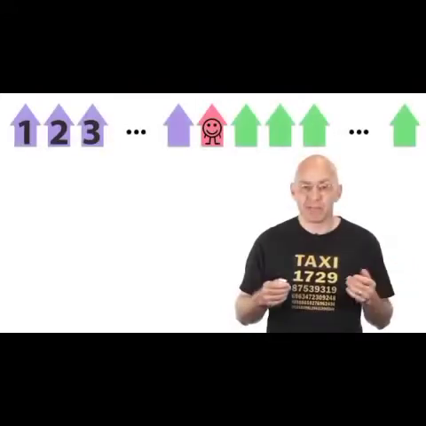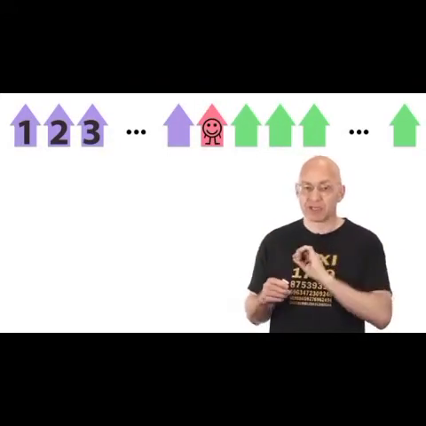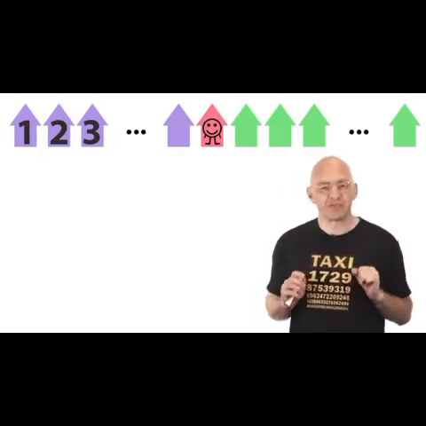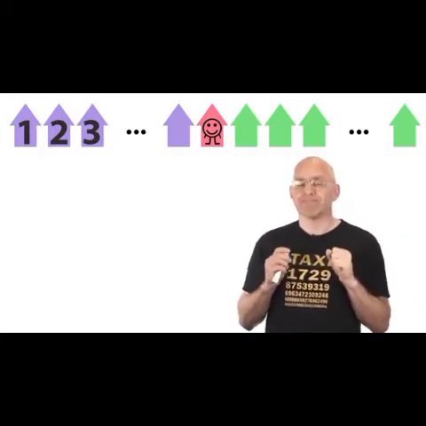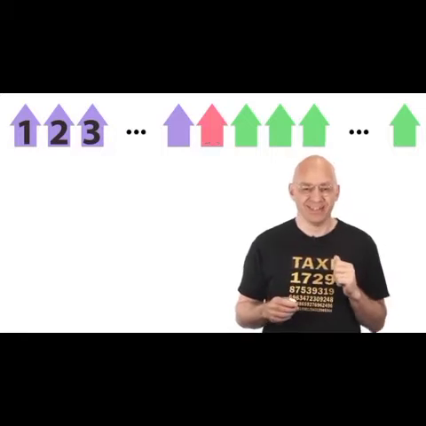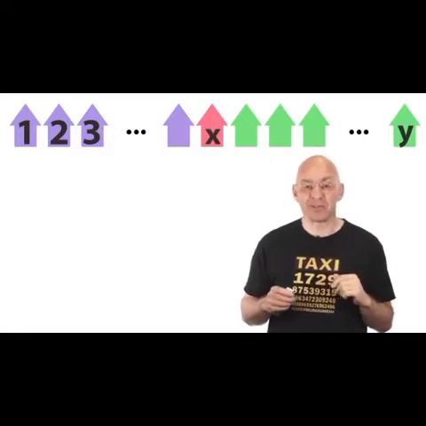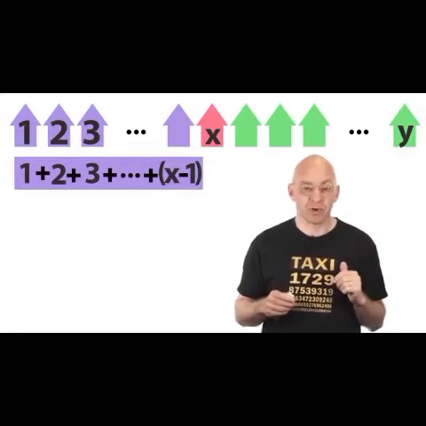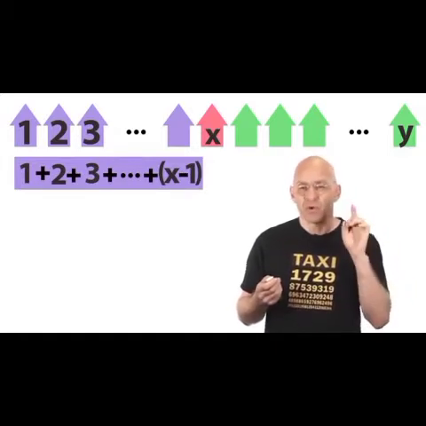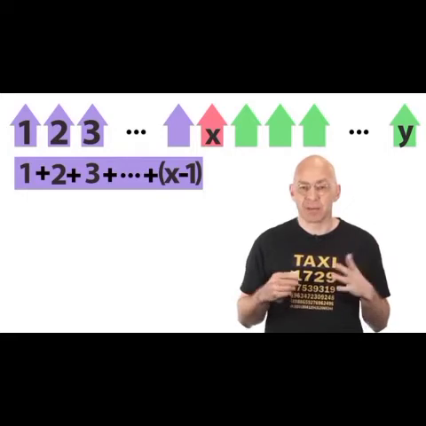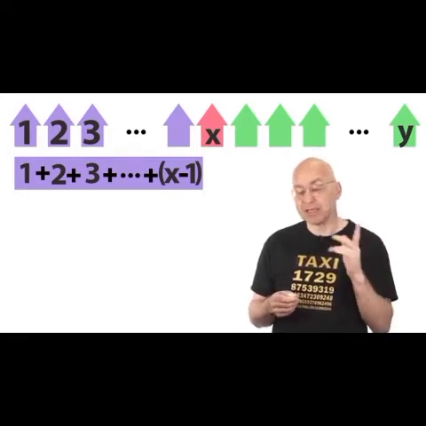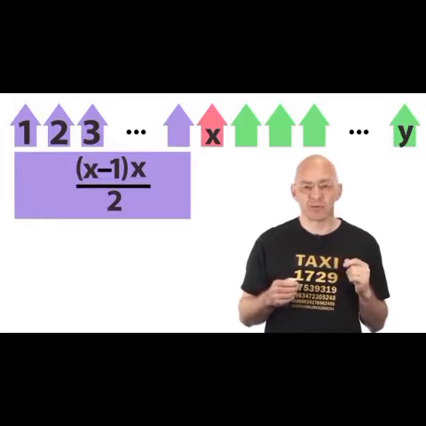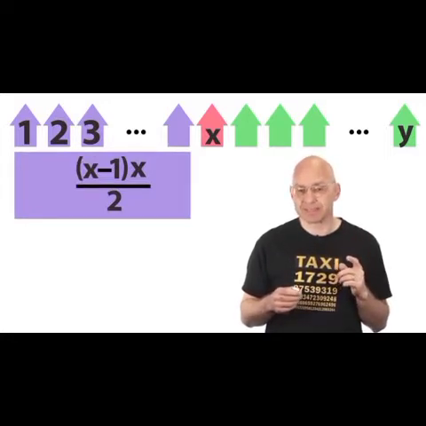So we're looking for the number of houses and the number of the special house. Well, let's call those unknowns. Wait, let's be really original. Let's call them x and y. What a surprise. So the purple sum on the left is 1 plus 2 plus 3 up to x minus 1. Easy, right? We've already encountered the formula for this kind of sum a couple of times in previous videos. Remember, it's this.